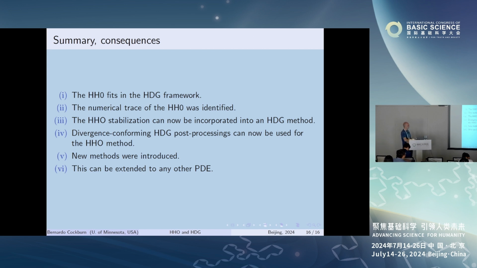We have seen how to fit the HHO and the HDG framework. We have identified the HHO numerical trace, and the HHO stabilization can be incorporated into an HDG method. And since now we have the numerical trace of the HHO, there are post-processing techniques that allow us to get an H-div conforming flux. New methods were introduced, and this can be extended to any other PDEs. So that's the end of the talk.